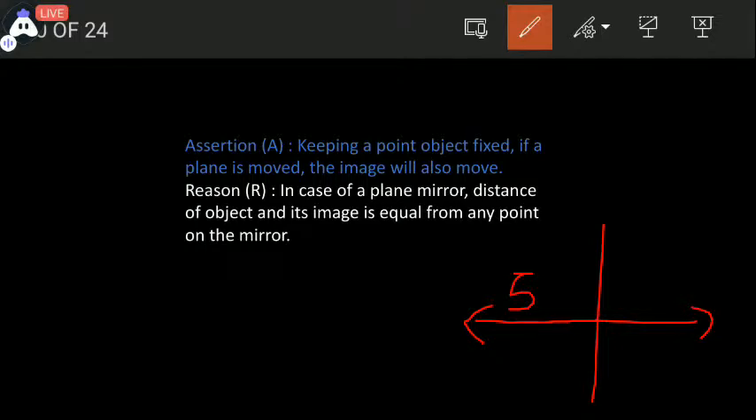Okay, now is this keeping a point object fixed? If a plane mirror is moved, the image will also move. Yes, the image will also move. Think, and the distance of the object and its image is equal from any point on the mirror. Yes, so the correct option in this portion.